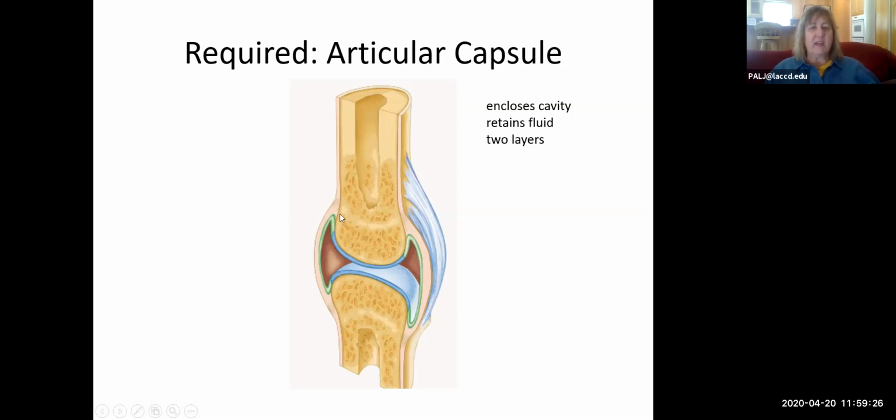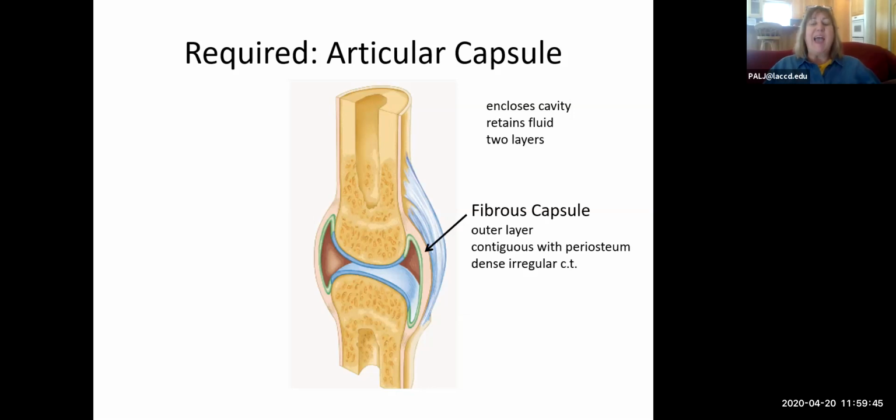But if we look over here at the side, I think you can see connecting blue to blue on different bones, we have this green thing which connects both of them. And then surrounding the green, we have this tan, which is connecting the 2 bones. So those are the 2 layers of the articular capsule. The outermost layer, that tan part, is called the fibrous capsule.